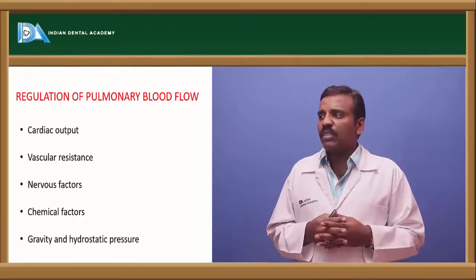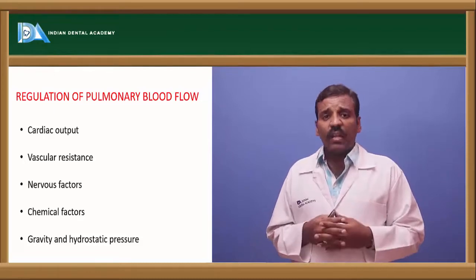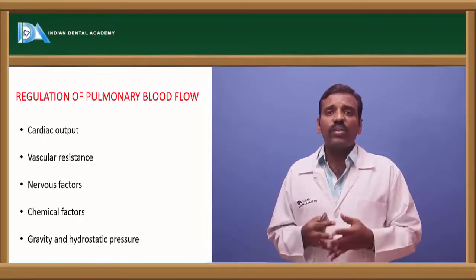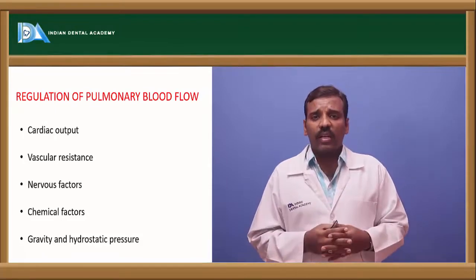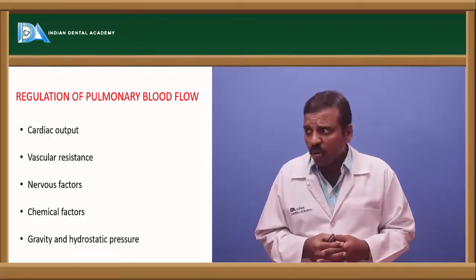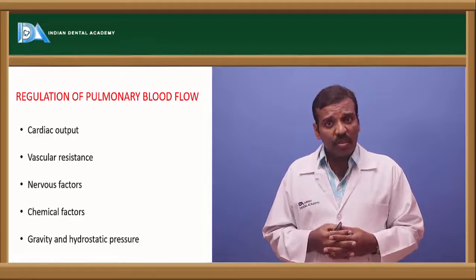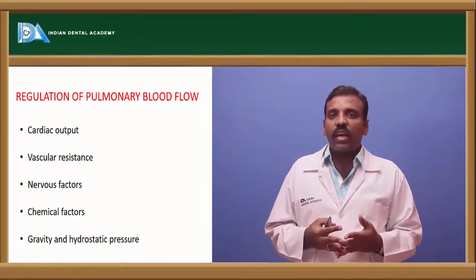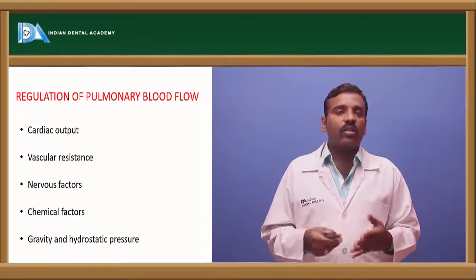this is regulated mainly by 5 factors. The factors which affect the pulmonary circulation are cardiac output, vascular resistance, nervous factors, chemical factors, and gravity and hydrostatic pressure.